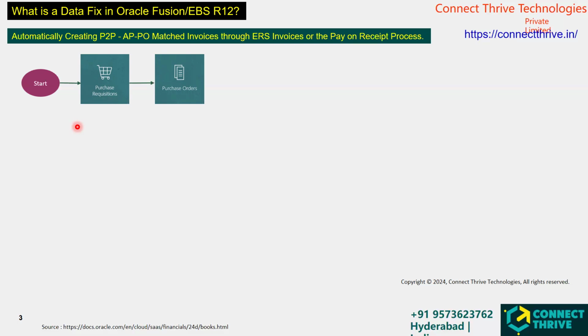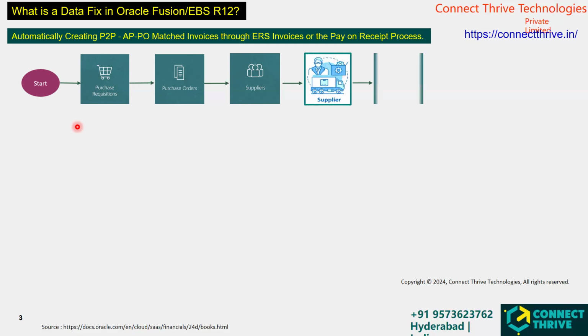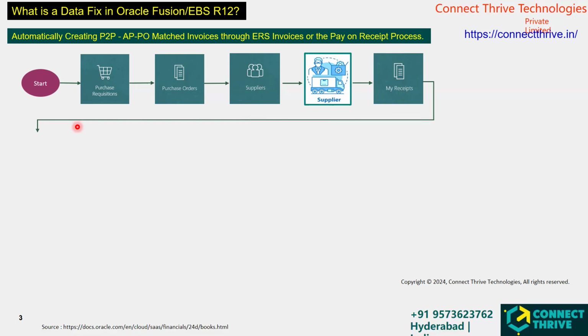that information we update on the purchase order. We send this purchase order to the respective supplier. The supplier sends the goods or services we requested on the PO to our respective inventory, sub inventory or warehouse. Based on this receipt, once we receive the goods, with the help of the ERS process, or pay on receipt process, we will create our PO matched invoice in AP directly. That means we are not creating the AP invoice manually, but through the pay on receipt functionality.